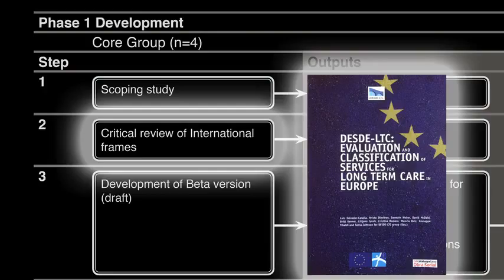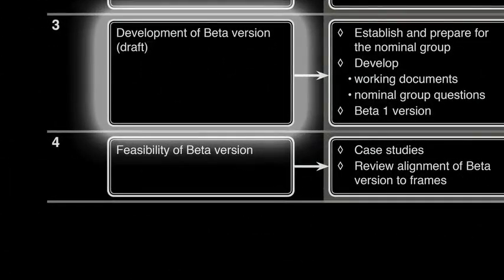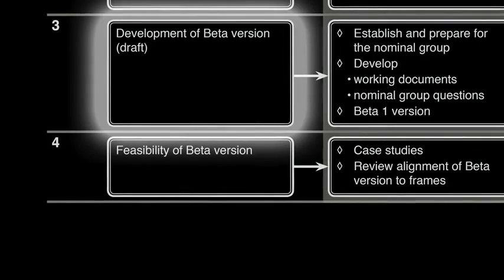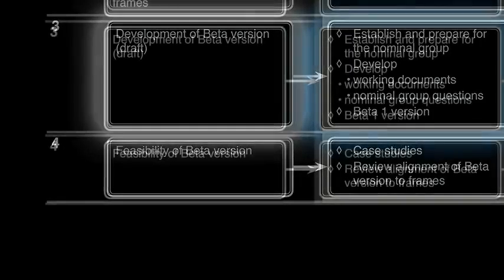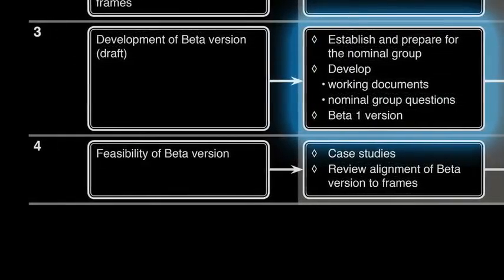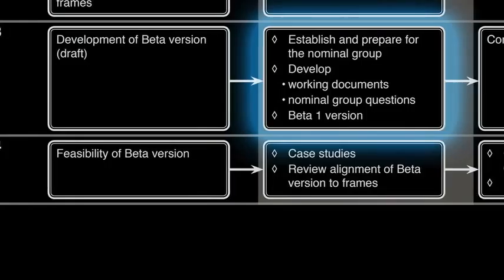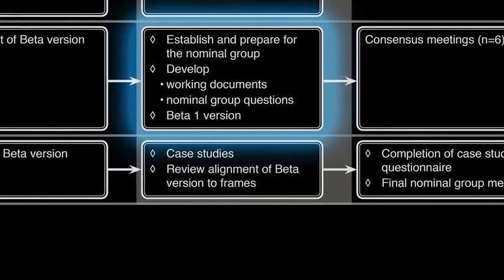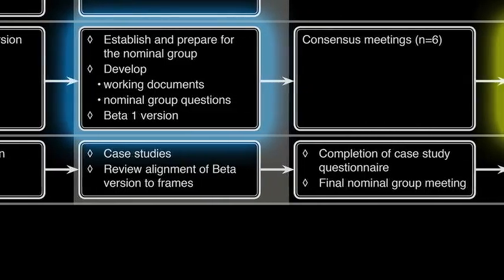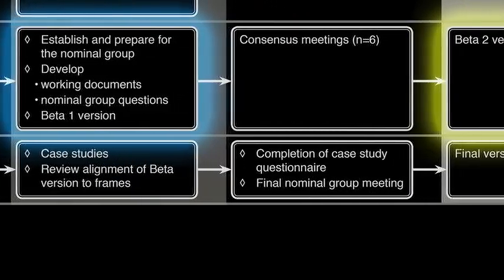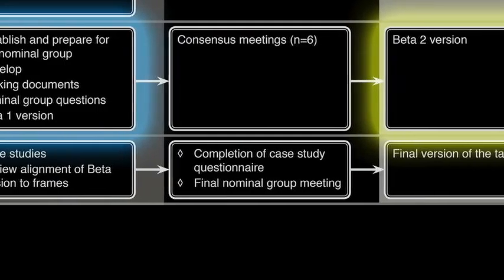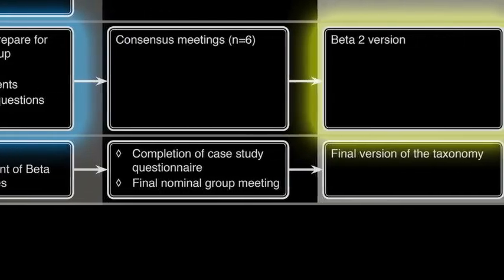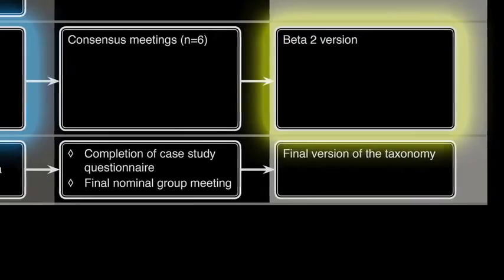So we used all of this information from the scoping study and the international frameworks to develop the beta version of the taxonomy, and that was step 3 in the development phase. We established and prepared for a nominal group of 11 experts in case management. We had 6 meetings with the nominal group, and we unpacked and packed all of the information and the components and the definition, and we came up with the beta 2 version of the taxonomy, and you can see that in the right-hand column.